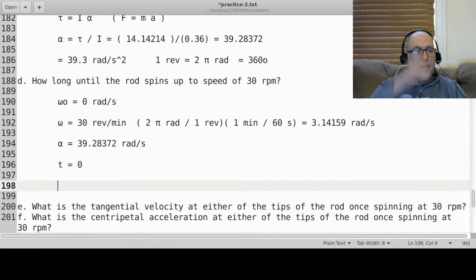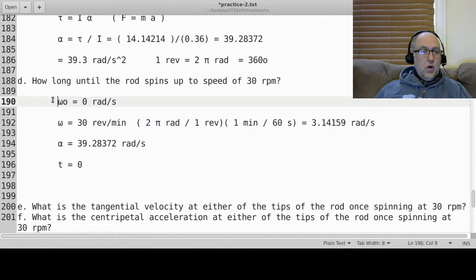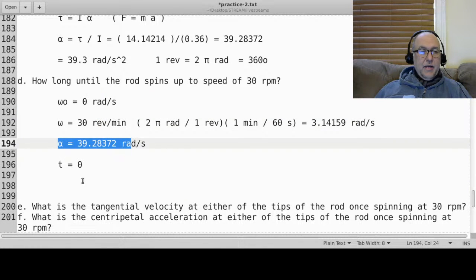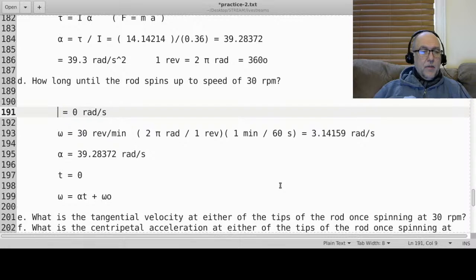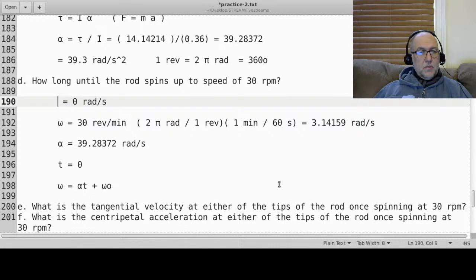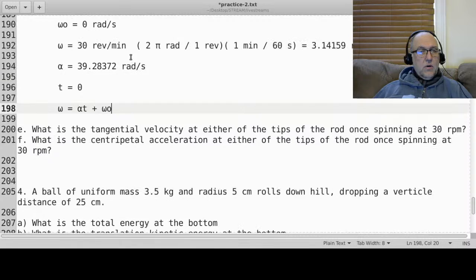And you say, well, what equation do I want to use there? There's no theta information at all. And you go, all right, I'm trying to solve for t. I've got initial and final omega and alpha, and you say to yourself, oh, this equation here. I guess this is the one we called equation number 2.